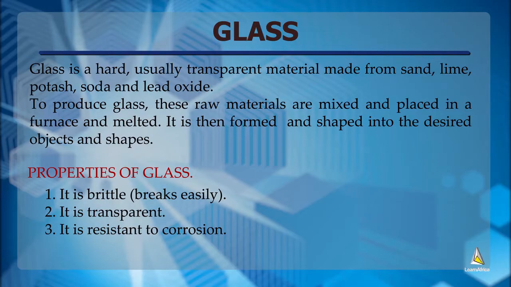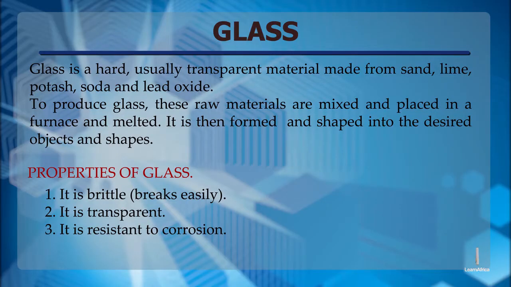When it is melted and in a liquid form, it is then formed into desired shapes and sizes used in producing different materials. The properties of glass include the following. 1. Glass is brittle. This means that it breaks easily.